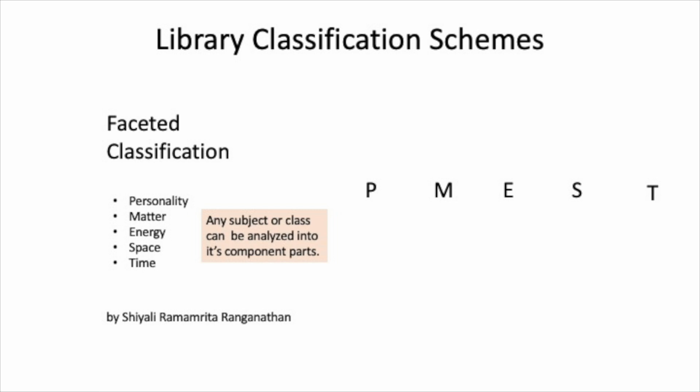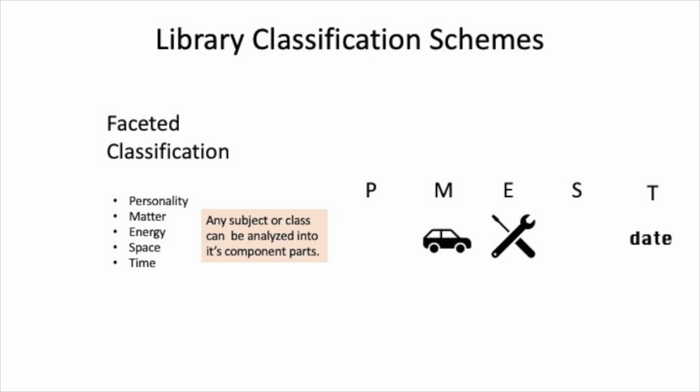Here's an example. Say you're interested in car manufacturing. Manufacturing falls under energy or E. The car model falls under matter or M. The period of car manufacturing falls under time or T. The place of manufacturing falls under space or S. The name of the manufacturer falls under personality or P. Each facet can then be further refined with new facet structures.